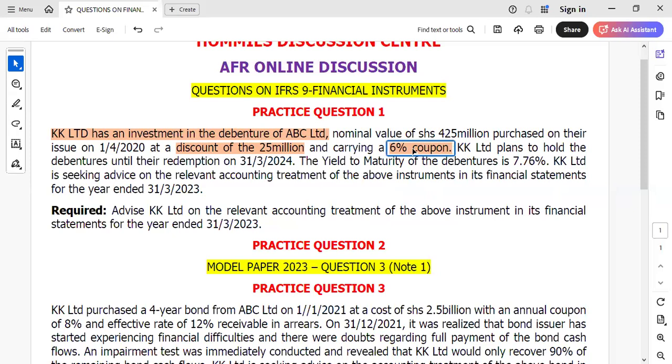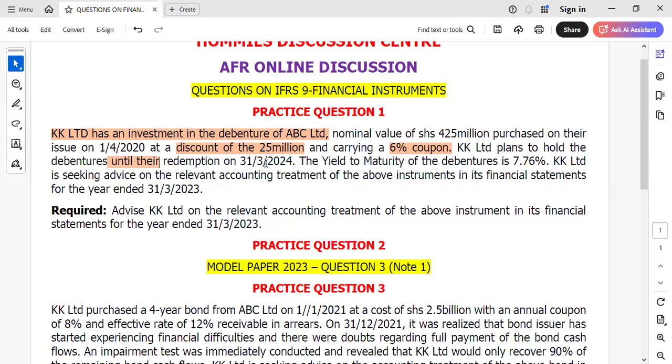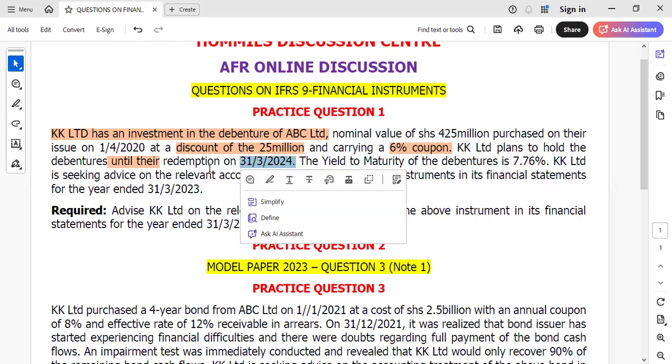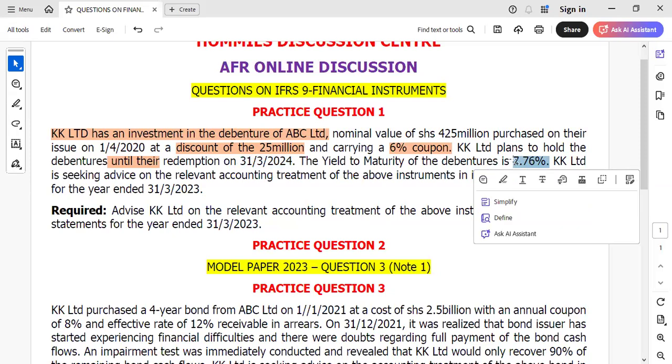business model? The reason why you're holding that, and the contractual characteristics of the cash flow. KK Limited plans to hold the debentures until their redemption date on the 31st March 2024. So this is the maturity period. You want to hold this up to the maturity period, so automatically you know that here you're going to use amortized cost. The yield to maturity of the debentures is 7.76%.